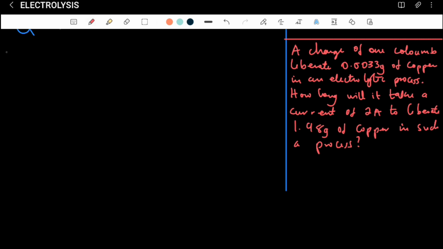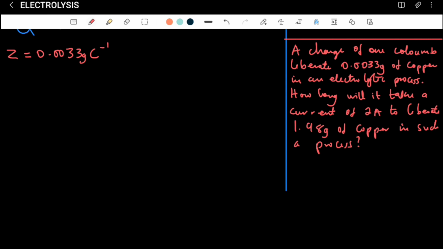All right. So we have the electrochemical equivalent, which is Z. That's 0.0033 grams per coulomb. Now, a charge of 1 coulomb liberates 0.0033 grams. That's the electrochemical equivalent we have been given right there. Then there are some questions where you might not be given it, so take note of that. It depends on what the question is saying whether you're going to use it or not. But in most cases, you will definitely need it since it's a constant.